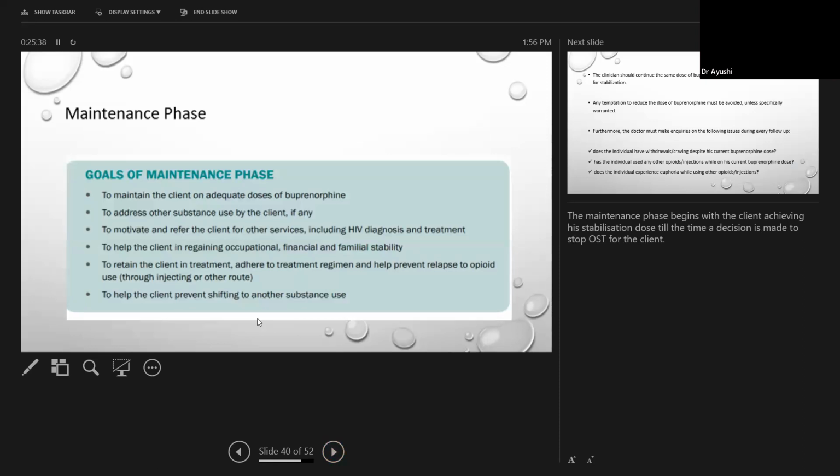Then the maintenance phase. The goals of the maintenance phase are to maintain the patient on adequate doses of buprenorphine, to address other substance use by the patient, if any, to motivate and refer the patient for other services, including HIV diagnosis and treatment, to help the patient in regaining occupational, financial, and familial stability, to retain the patient in treatment, adhere to the treatment regime, and help prevent relapse to opioid use through injection or other routes, and to help the patient prevent shifting to other substance use.